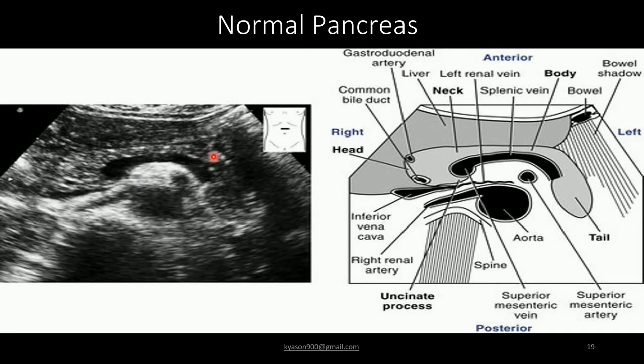Okay. Of course, we have the head. Okay, around here we have the neck. That's the neck. We have the body and the tail.